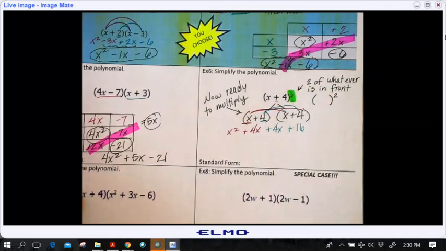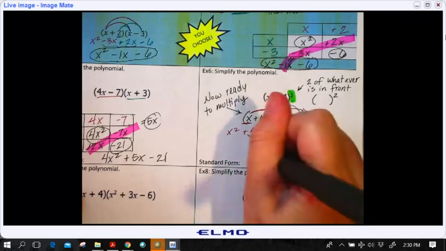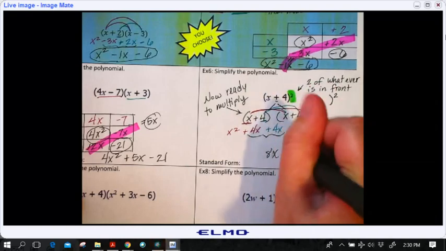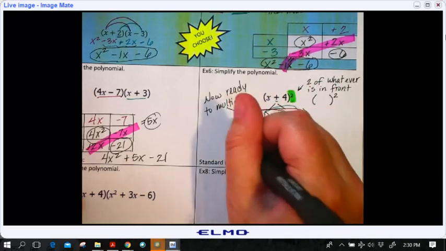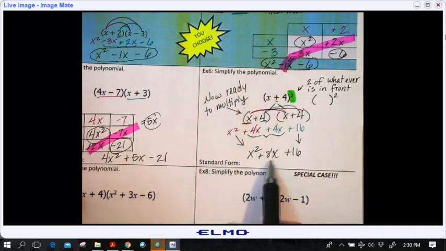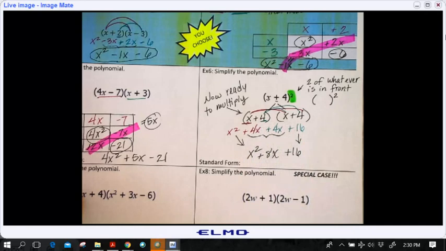And watch what you would have missed here. 4x plus 4x. This gives me 8x's. You still would have ended up with the 16, and you still would have ended up with the x squared, but you would have been missing this 8x in the middle. So that's why it's so important to write it out, okay? Write it out as 2.